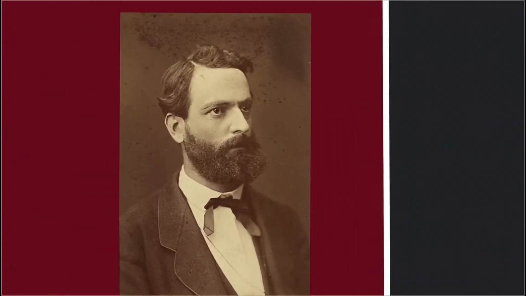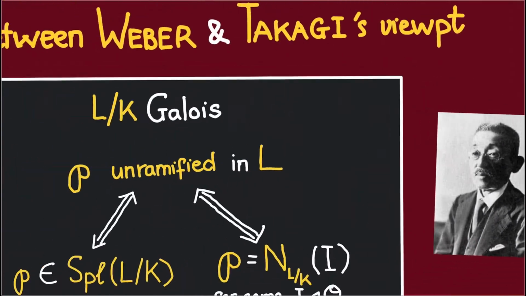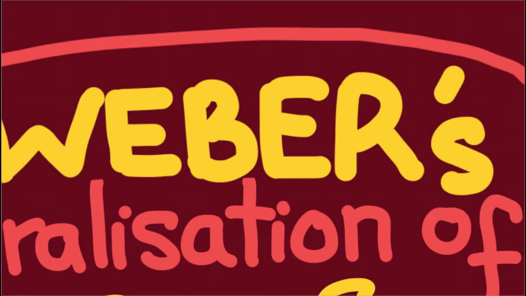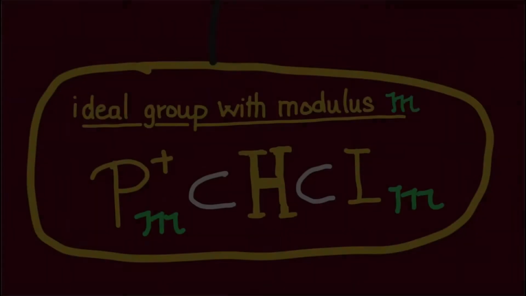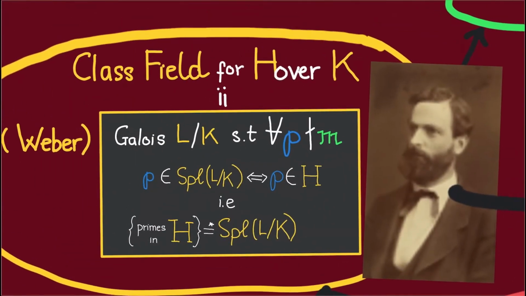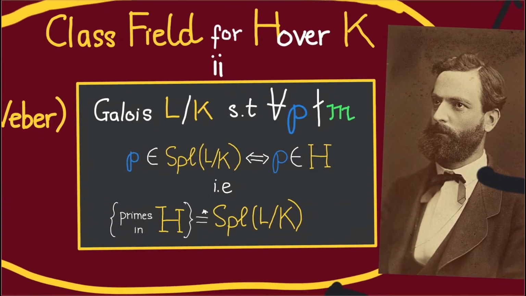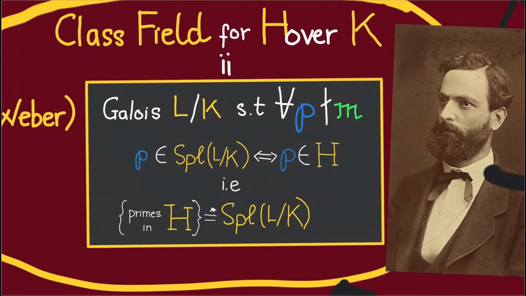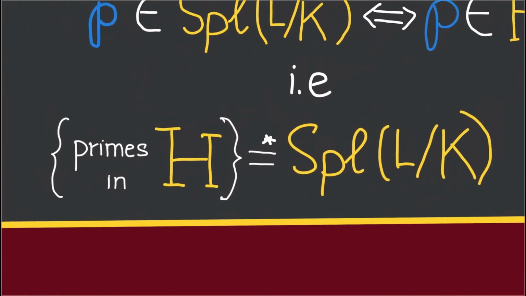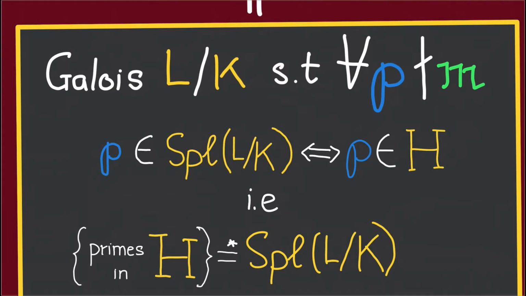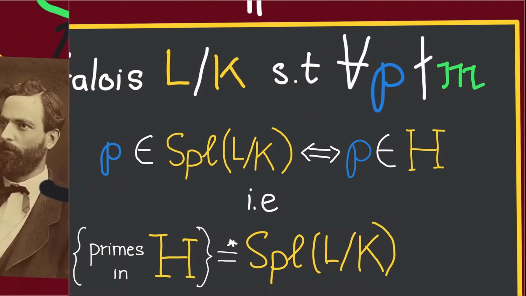Previously, we have contrasted Weber's and Takagi's notion of class fields. Recall that Weber starts with an ideal group H with some modulus M, and he then defined the class field for H over K to be some finite Galois extension L over K, such that the primes that split in L are almost exactly the primes that split in H, with finitely many exceptions corresponding to primes dividing the modulus.